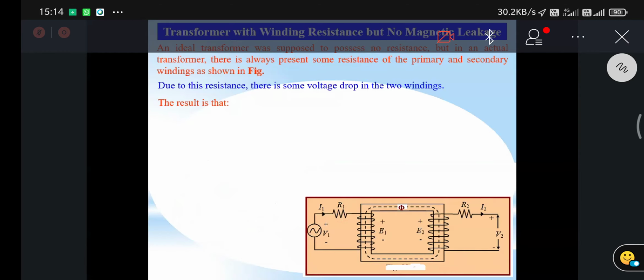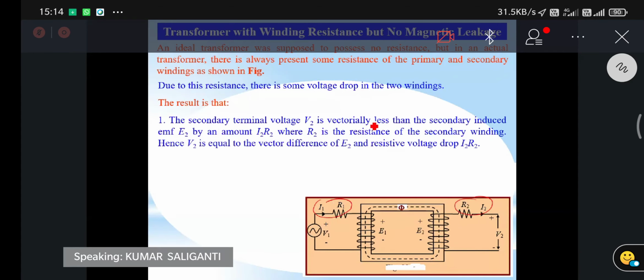So the result is that, due to this resistance, there is some voltage drop in the two windings. The voltage drops will be I1 R1 and I2 R2. So the secondary terminal voltage is less than the secondary induced EMF E2 by an amount I2 R2, where R2 is the resistance of the secondary winding.